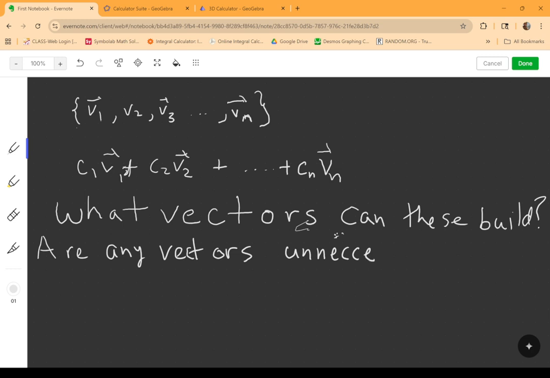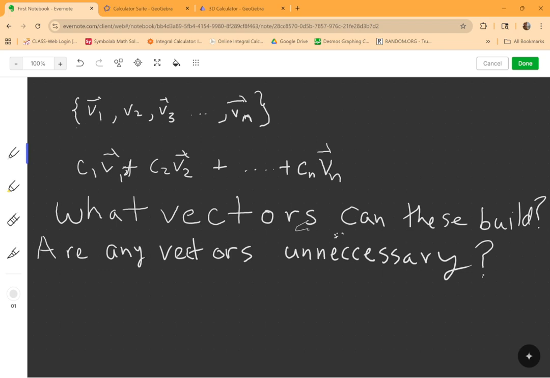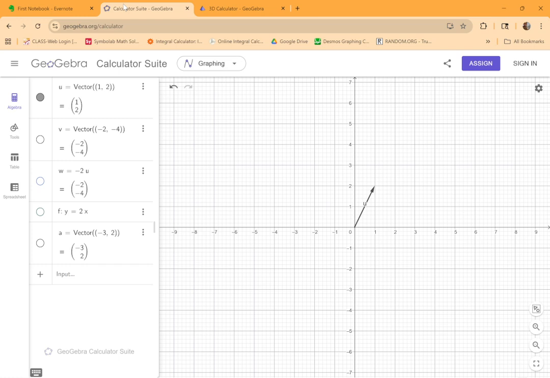All right. Now, let's start with what vectors can these build. Let's take a look at some geometric examples, so we can start building an intuition as to what it is that we're asking here. So I'm going to switch over here. What we're seeing is a vector u, and vector u is defined as (1, 2). And I have vector v as well.